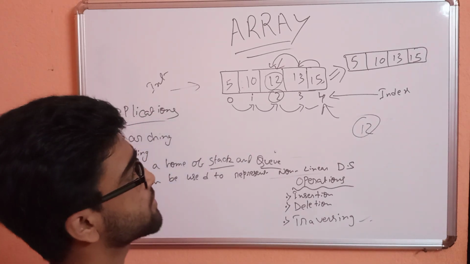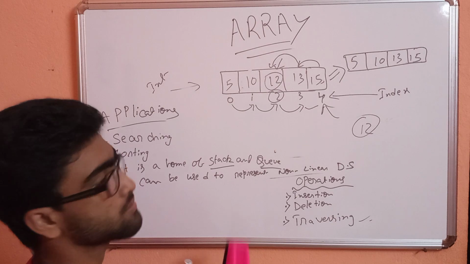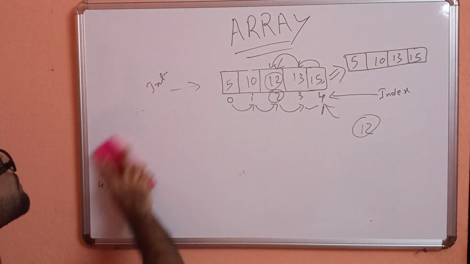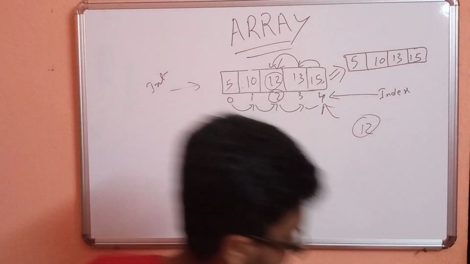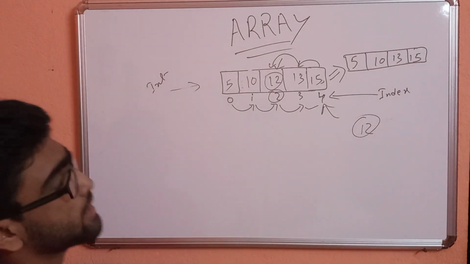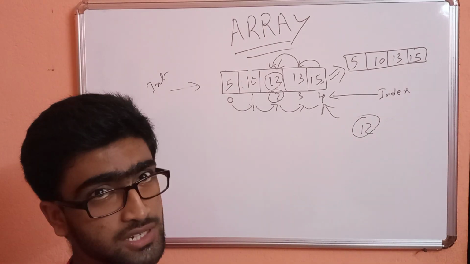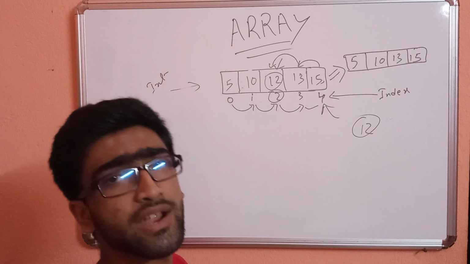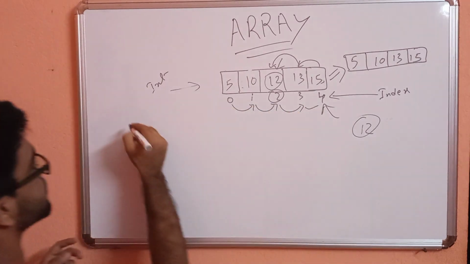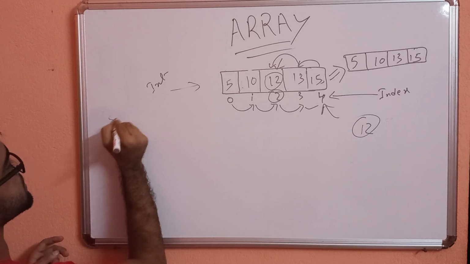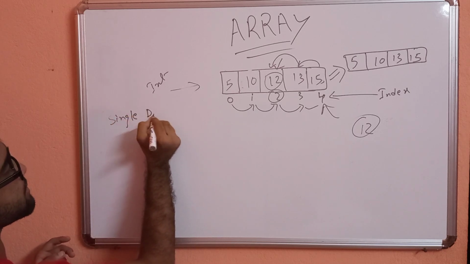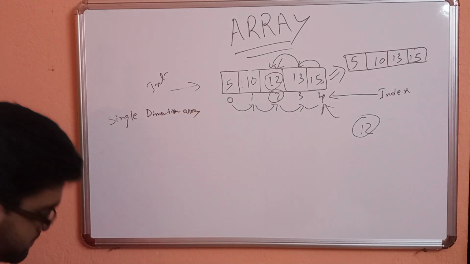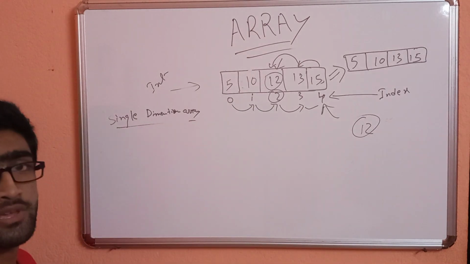Okay, now how is an array represented in memory? An array can be multi-dimensional or single dimensional. This is a single dimensional array, a 1D array, while a 2D array is a multi-dimensional array. Let us see how a single dimensional array is represented in the main memory.